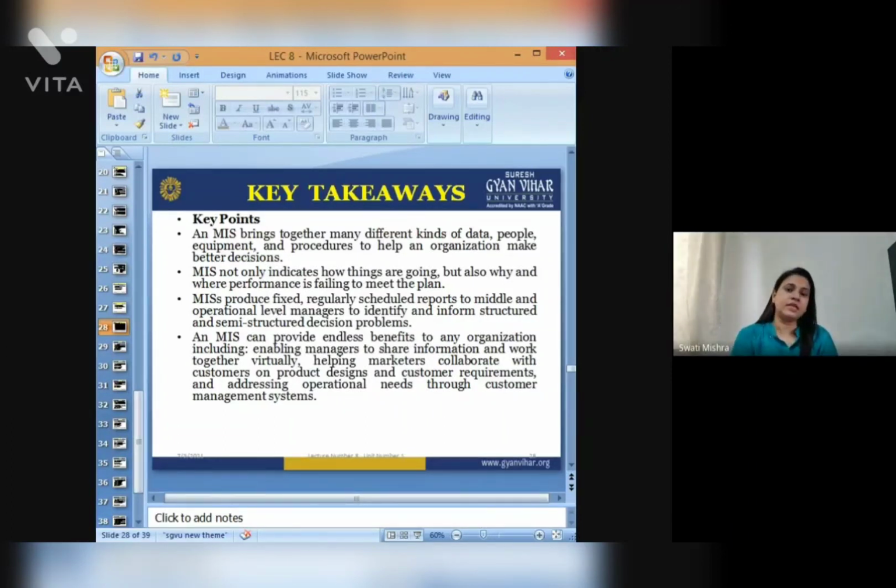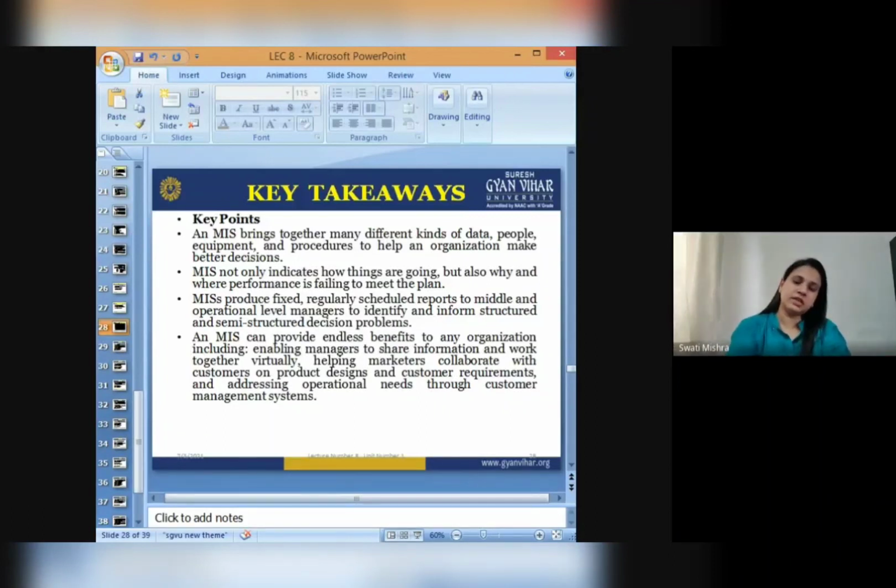An MIS can also provide endless benefits to an organization, including enabling the managers to share information and work together virtually, helping the marketeers to collaborate with the customers on product designs, customer requirements, sometimes addressing their operational needs through customer management systems, and also managing their relationships through their customer relationship management systems and all these things.